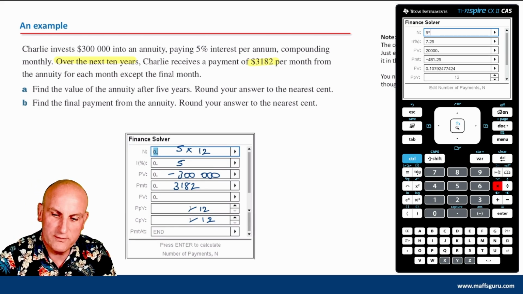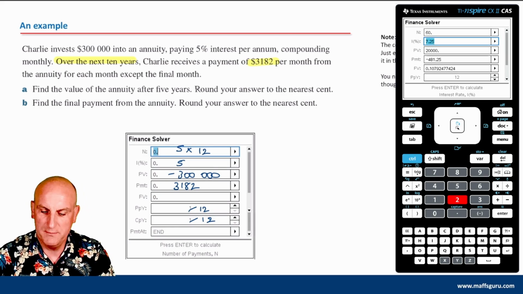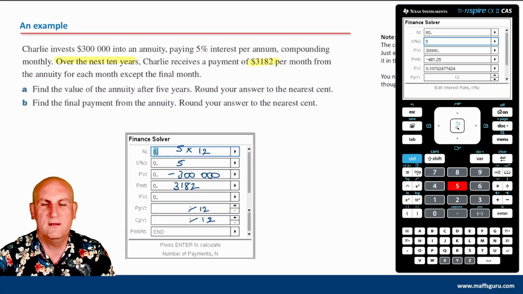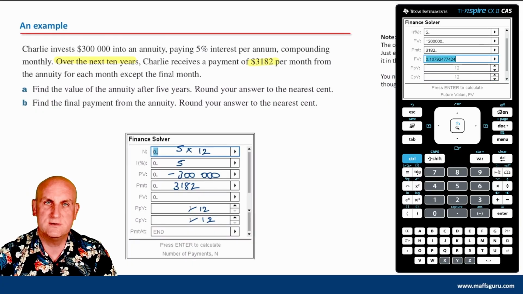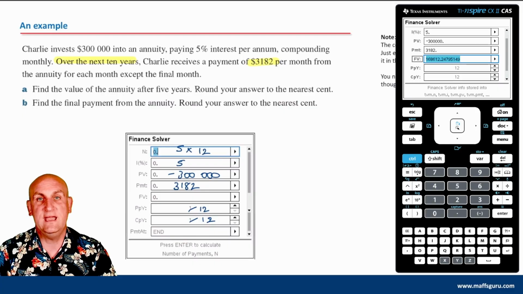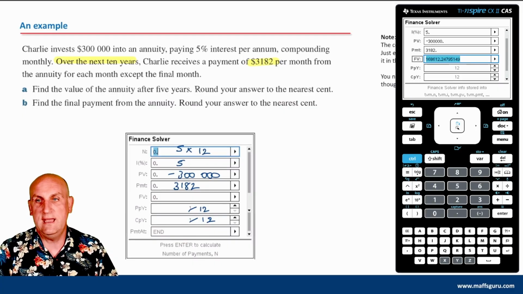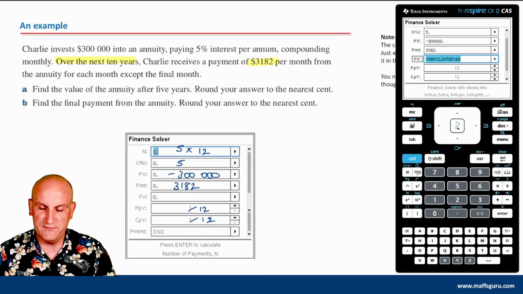So I've got 5 times 12, and again, I'm sure we know it's 60, but I'm not going to take any chances. Minus 300, 1, 2, 3. I'm getting $3,182. It's compounding and payments per year. So I'm going to go back up and it says, what's the value of the annuity after 5 years? Again, all I did was put it on future value, hit enter on my calculator, ka-ching, up comes that value.